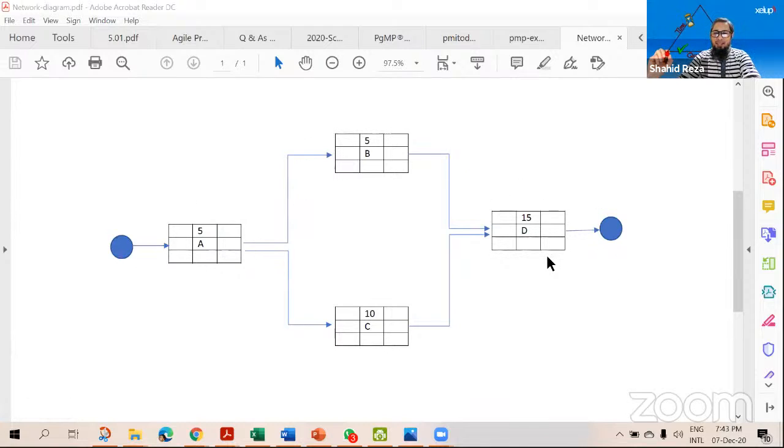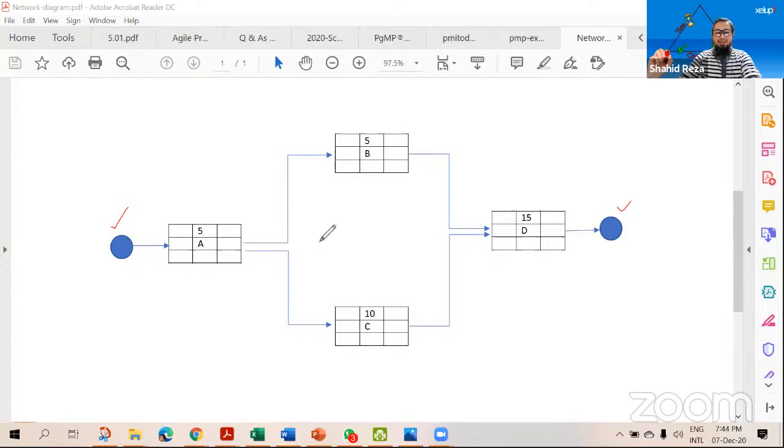Only these are the 3 nodes. 3 nodes means 3 tasks actually. So the tasks are A, B, C, and D. This is the start of the network diagram, and this is the finish. Now we want to calculate the critical path of this network. If you remember the last class, we can easily find the critical path.